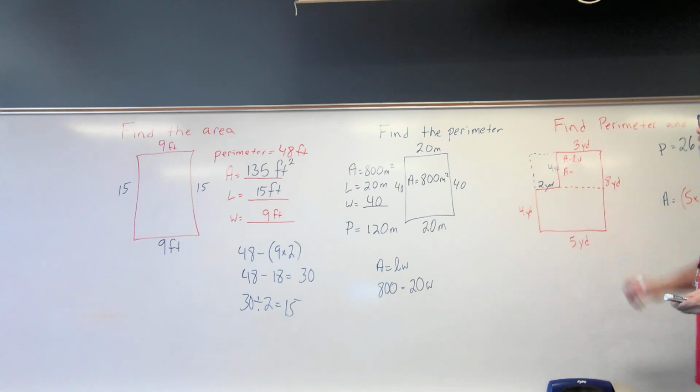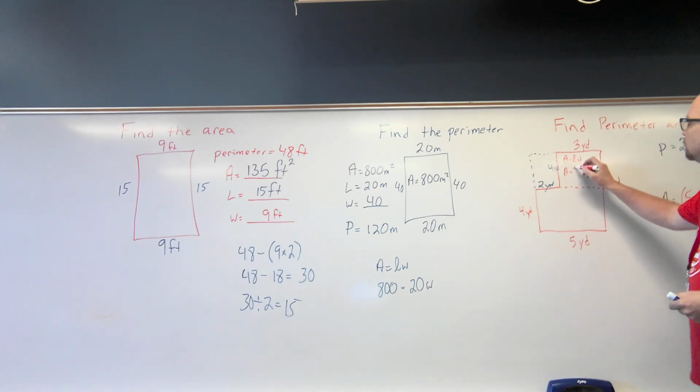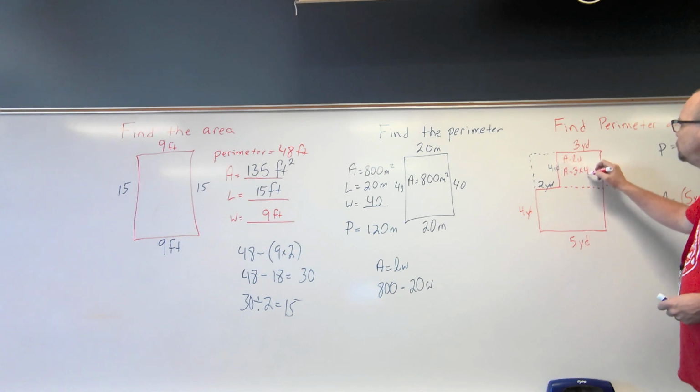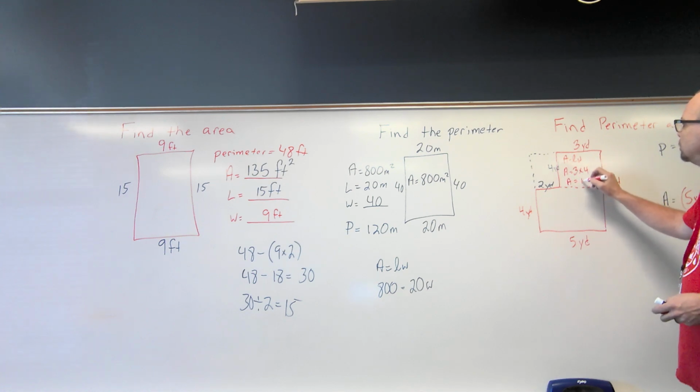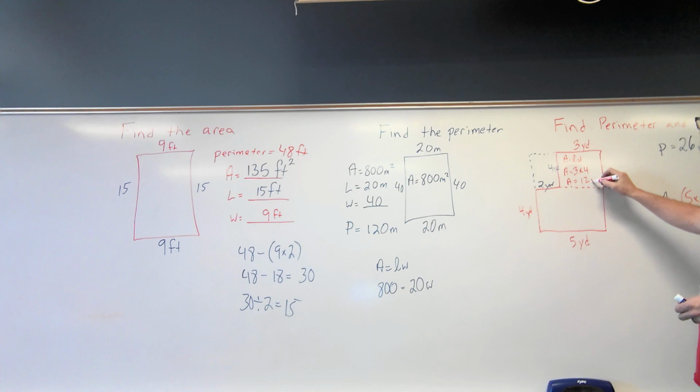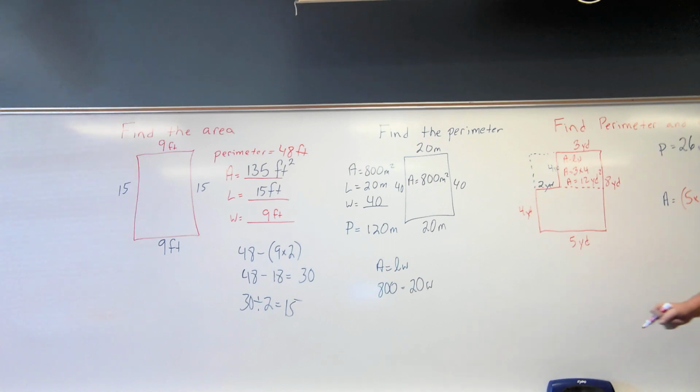What are the length and the width? 12. But tell me the numbers that are length and width. Oh, 3 and 4. Good. 3 times 4, and so the area equals 12. And that would be yards squared. So the area for this smaller rectangle is 12 yards squared.